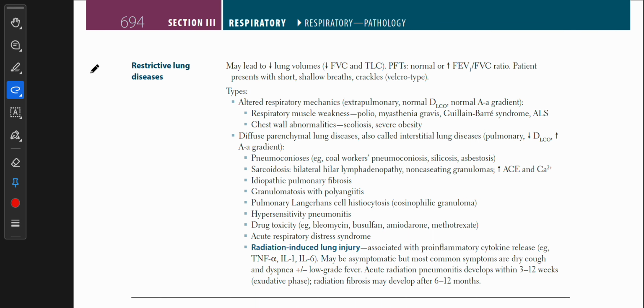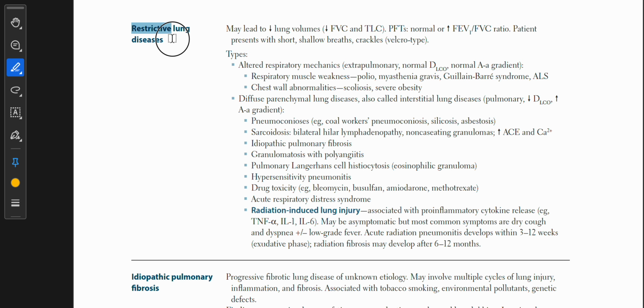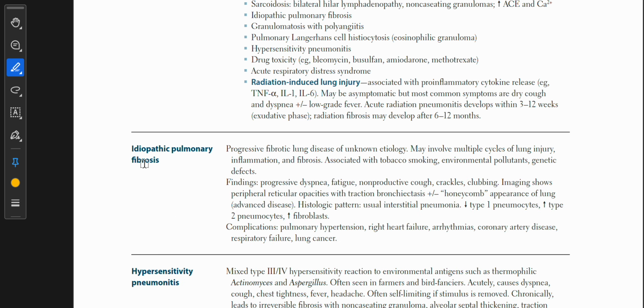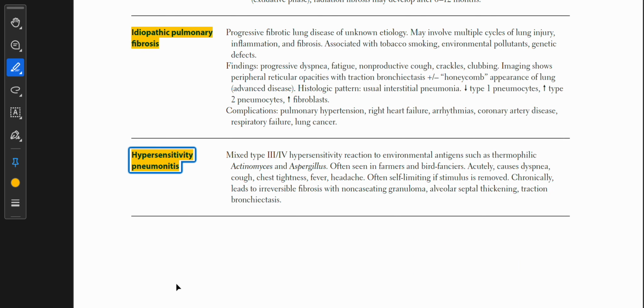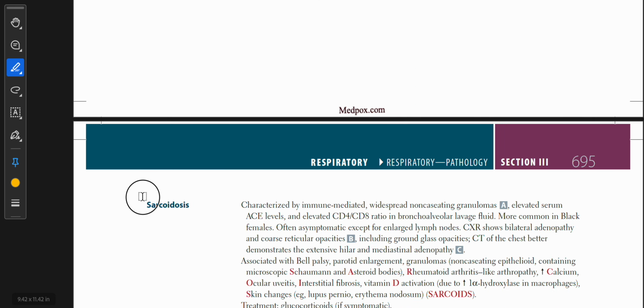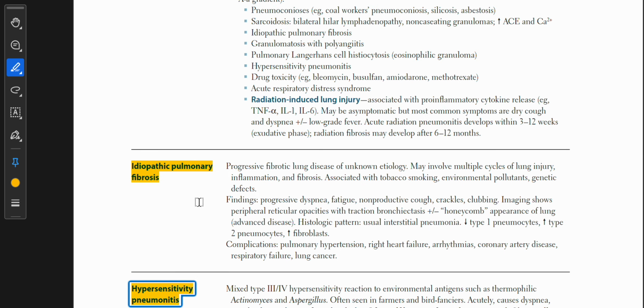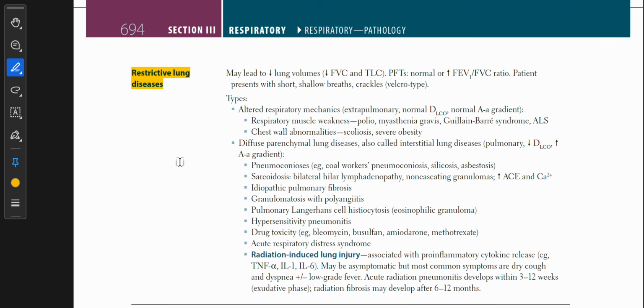Now we will tap into restrictive lung diseases: idiopathic pulmonary fibrosis, then hypersensitivity pneumonitis, and also we will do sarcoidosis. So basically, let's go into the restrictive lung disease. I have a habit of saying basically, so don't get tired of this, right?